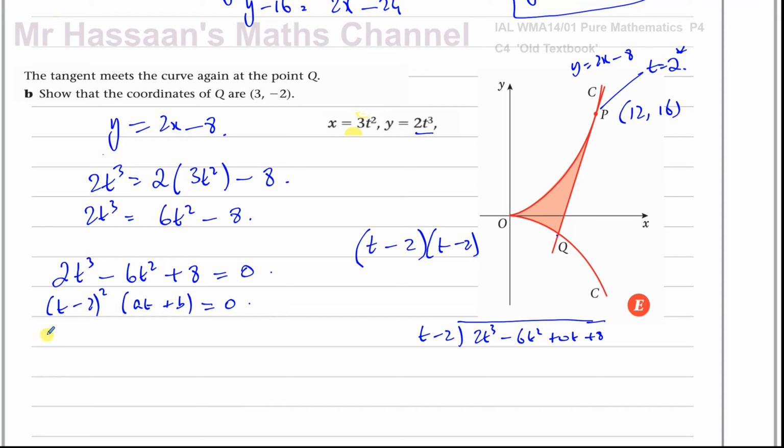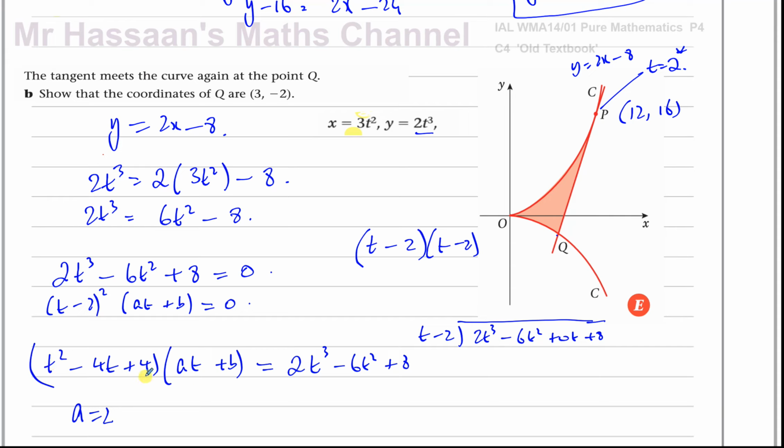All right, so let me just expand this and just make it clear. So we know that basically (t - 2)², which is t² - 4t + 4, times something, at + b, has to give us 2t³ - 6t² + 8. It has to give us that. All right, this is a repeated root. When you expand it, and you're going to multiply by something linear, that will give me a cubic. So we can see that t² times something t gives me 2t³. So I know that t² times 2t will give me 2t³. So we can say a must be 2, because this times this gives me that.